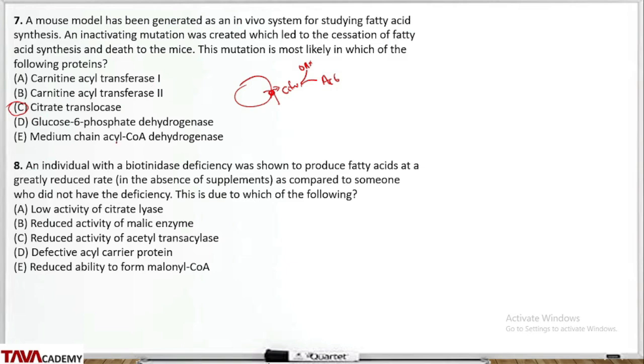Question 8. An individual with a biotinidase deficiency was shown to produce fatty acid at a greatly reduced rate in the absence of supplements as compared to someone who did not have deficiency.